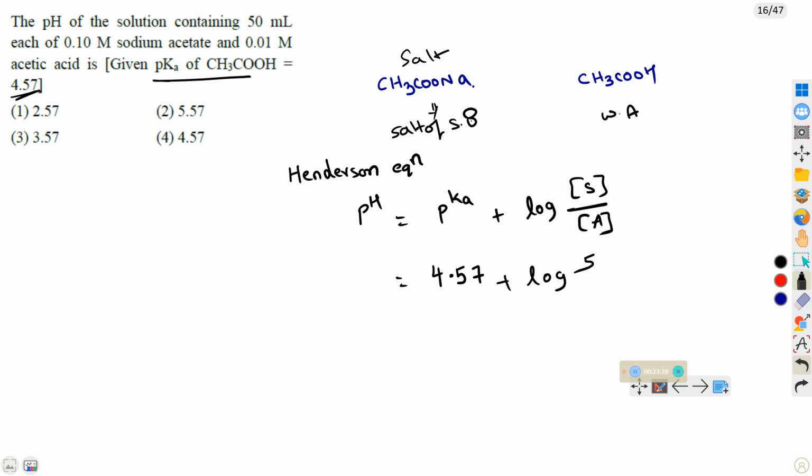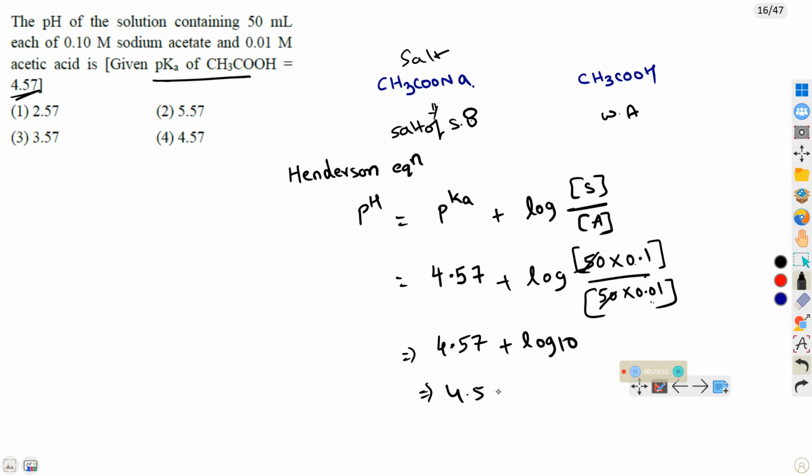50 into 0.1 by acid concentration, 50 ml each. So 50 into 0.01. Simplify, 50 cancel. This is 10 power minus 1. This is 10 power minus 2. 10 power minus 2 reciprocates 10 power 1. So 4.57 plus log 10. Log 10 value is 1. 4.57 plus 1. That is equal to 5.57. Second option correct.